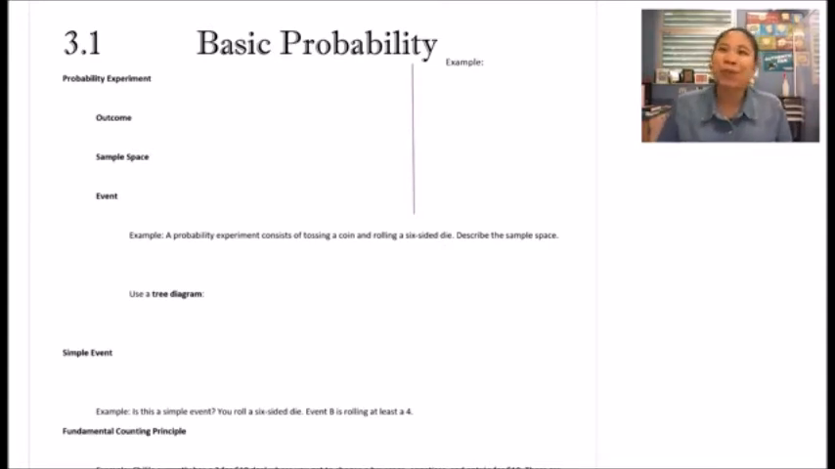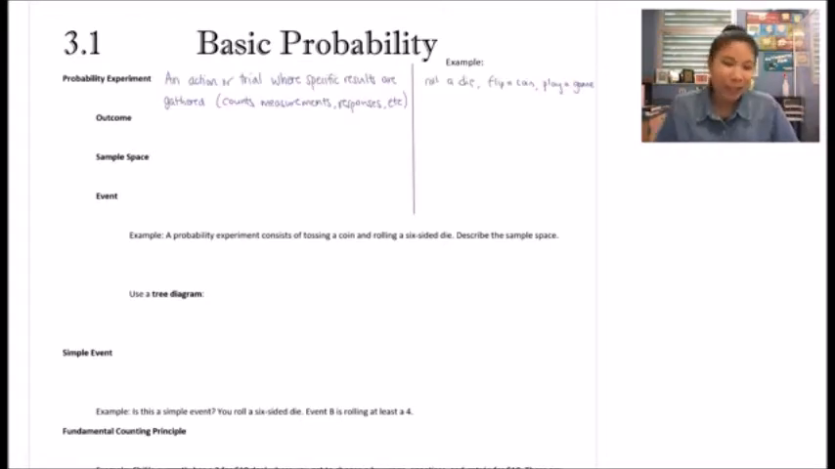So as we start the chapter, of course, we always have some vocabulary that we want to define first. That way, as we go throughout the chapter, we are using common words together and we know what they mean. So the first thing I want to talk about is the probability experiment. Probability experiment is just really fancy words to say rolling a die, flipping a coin, chance processes.